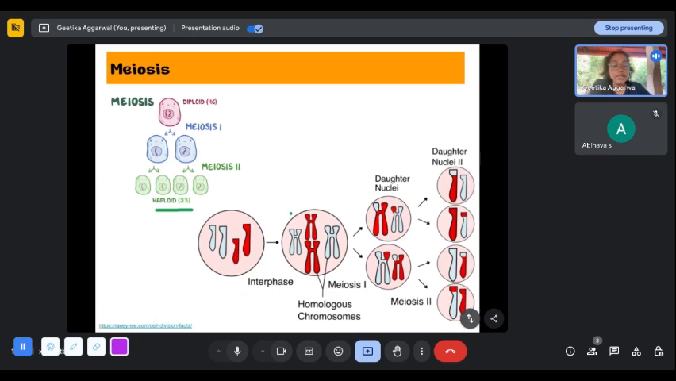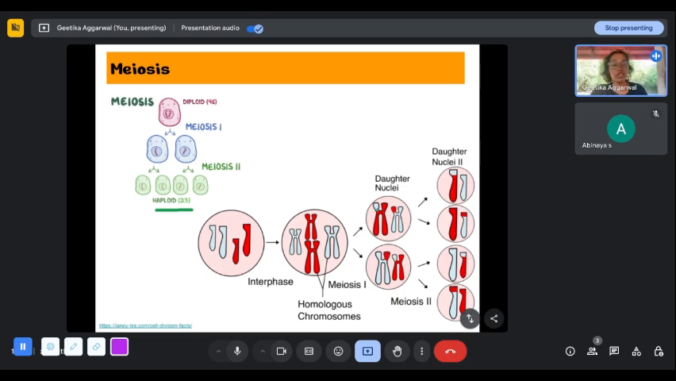They're getting prepared and they double the amount of their DNA, replication happens. Then the homologous chromatids come along each other, and then they exchange some genetic material during meiosis one.